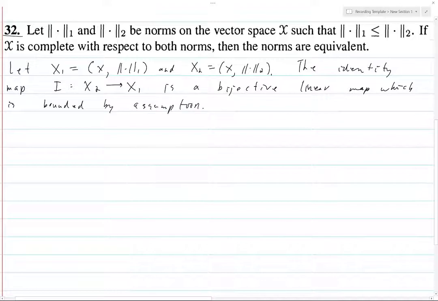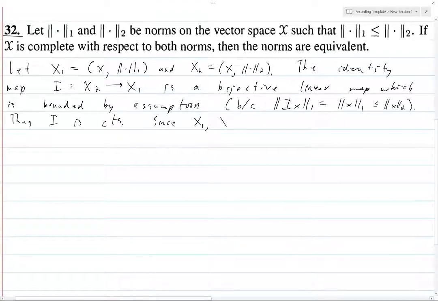And that's because the 1 norm is less than or equal to the 2 norm. So the 1 norm of I of x is equal to just the 1 norm of x, which is less than or equal to the 2 norm of x. Thus I is continuous.